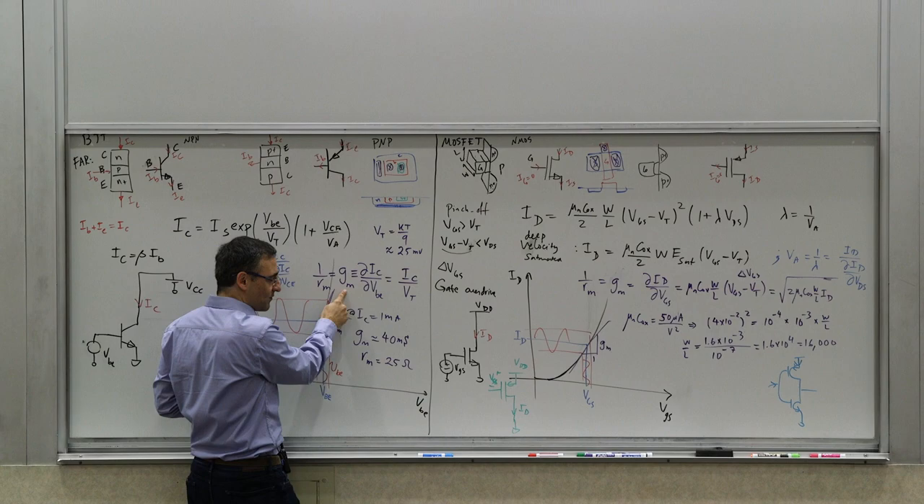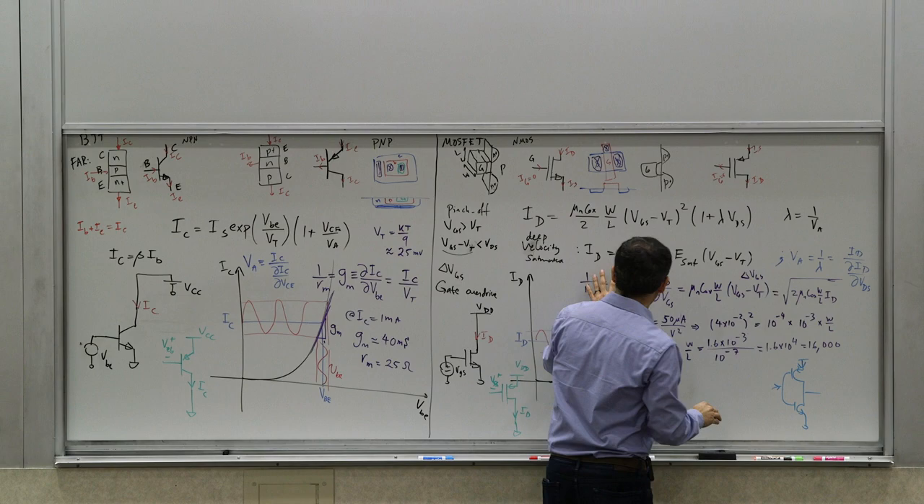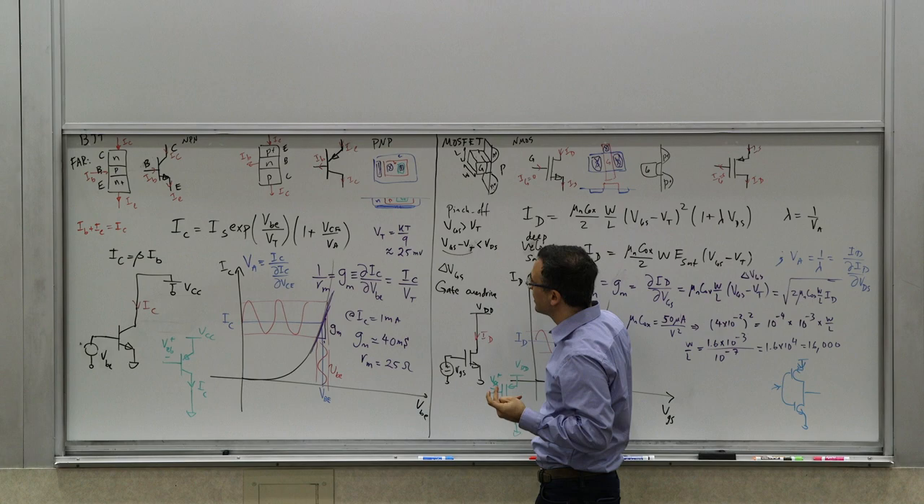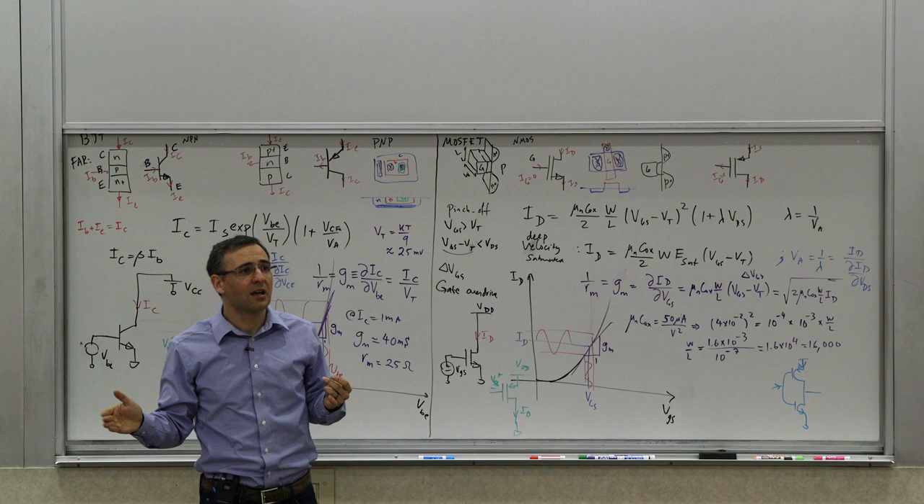We developed an expression for GM in both bipolar and MOSFET. We compared them and saw that they behave differently and depend on different parameters. Essentially, the gate overdrive in a non-velocity saturated device would determine the GM in a MOSFET, and the collector current would determine the GM in a bipolar transistor.